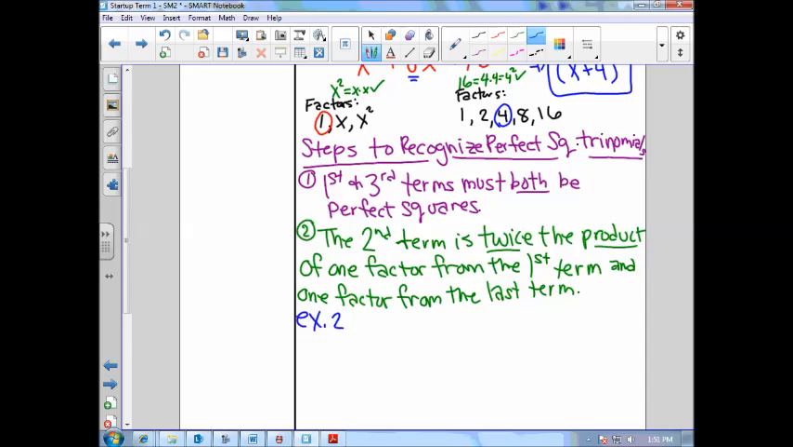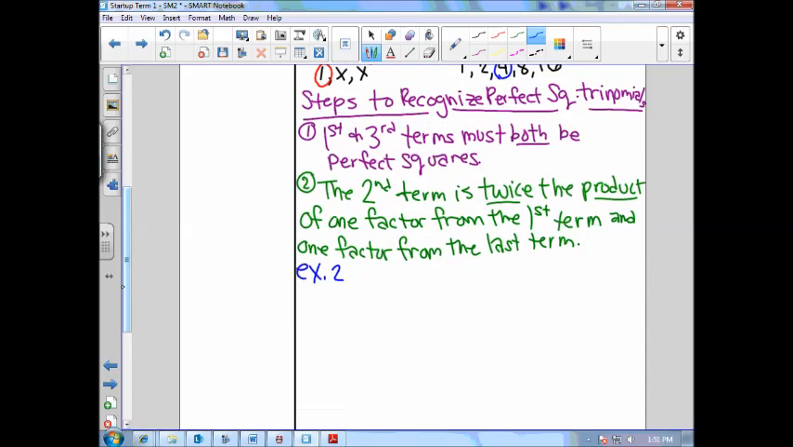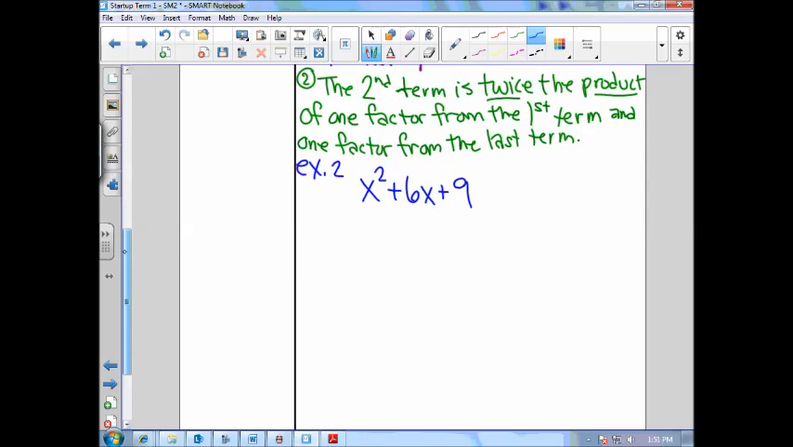Example 2. Let's do x squared plus 6x plus 9. Okay, the first thing we need to find is whether the end terms are perfect squares. Is x squared a perfect square?